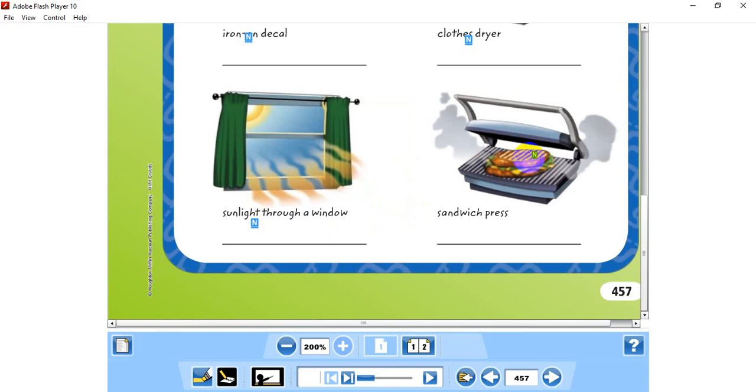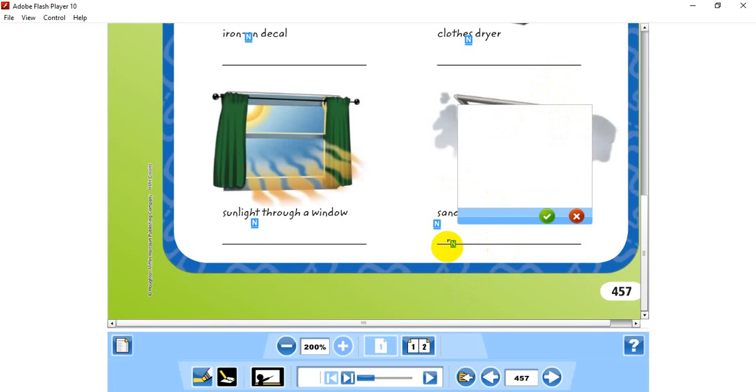What about this one, guys? When you heat up your sandwich by the heater of the sandwich press. So this is an example of what? Conduction. Okay guys, this is an example of conduction because there are two objects touching, which are the sandwich and the heater. So we should write here conduction.